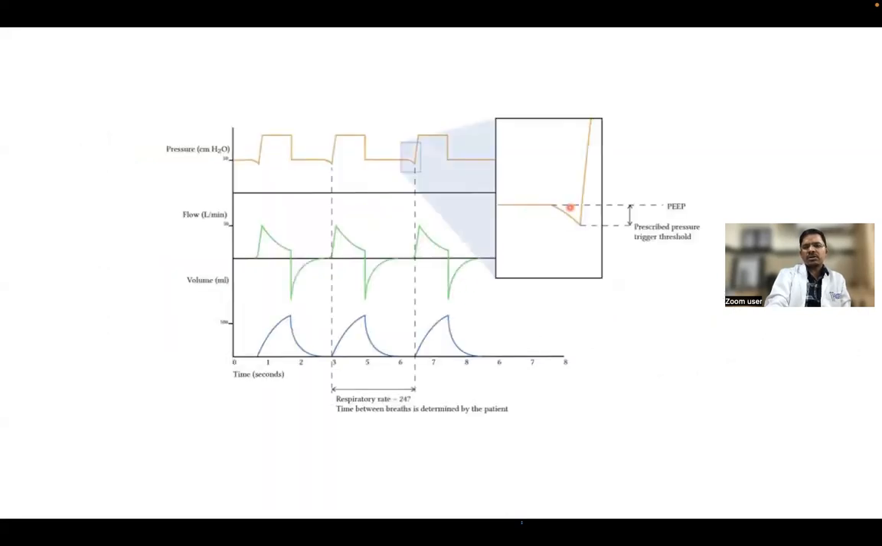Next is the pressure triggering. Whenever there is a circuit leak, there is a drop of pressure, the patient can sense that, and it will lead to pressure triggering.